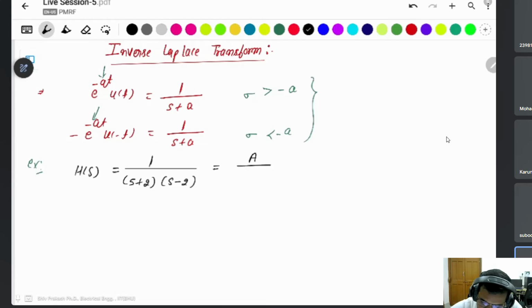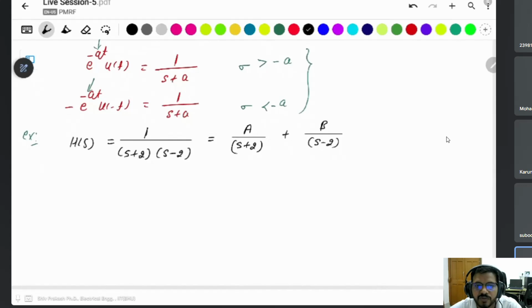This will be some constant a over s plus 2, plus some variable b over s minus 2. We have to find a and b in this question. If there are only two terms, then we have a and b. If there is another one, then we have to add c also. Like that, you can add more. If there is not another function, then neglect this one.